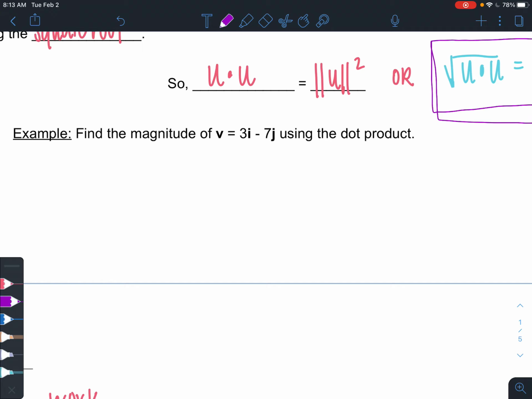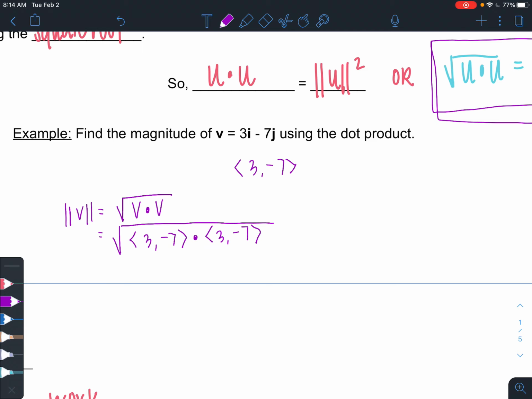Okay, so let's find the magnitude of v, which is 3i minus 7j, using the dot product. So we can rewrite this as 3, negative 7. So we want to take, let's say, the magnitude of v is equal to the square root of v dot v. So the square root of 3, negative 7 dot 3, negative 7.